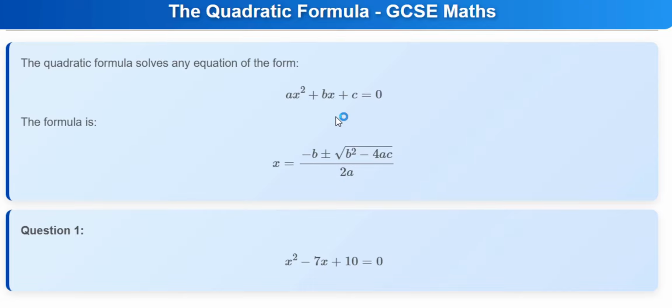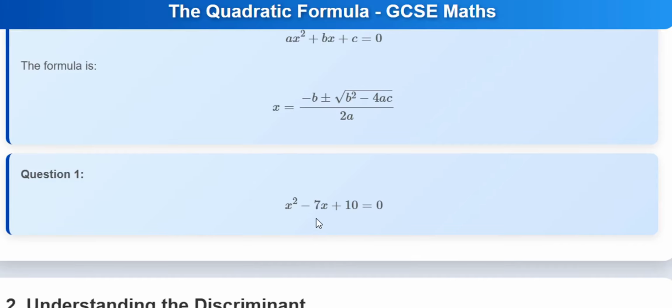The first step when you want to apply this formula is to write your equation in this format. For example, let's say we have a question like this one: x squared minus 7x plus 10 equals 0, and you are told to use the quadratic formula to solve it. This is how we go about it.